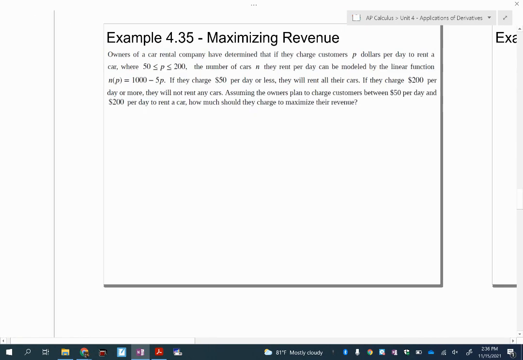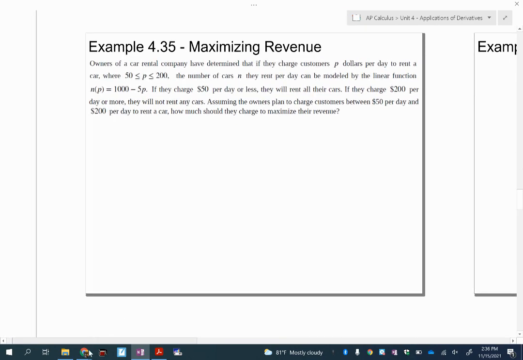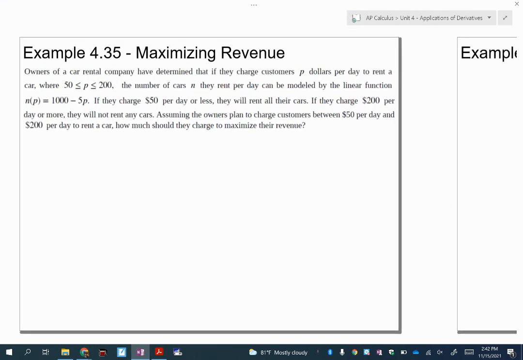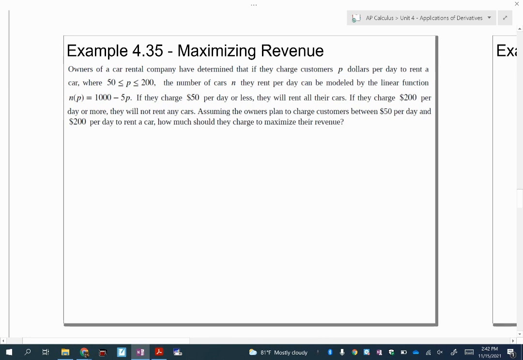Let's move on to a maximizing revenue question. Now this question about maximizing revenue, we're going to end up looking at finding the equation for revenue for this rental car company and then trying to figure out the critical points or the endpoints, wherever it has the price we select that's going to maximize the amount of revenue for this car company.